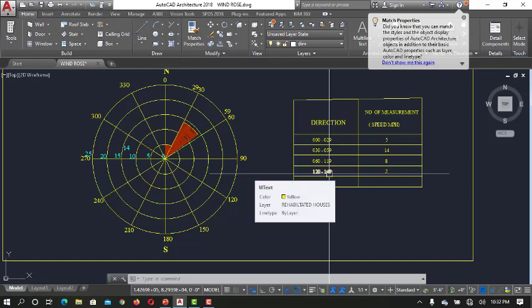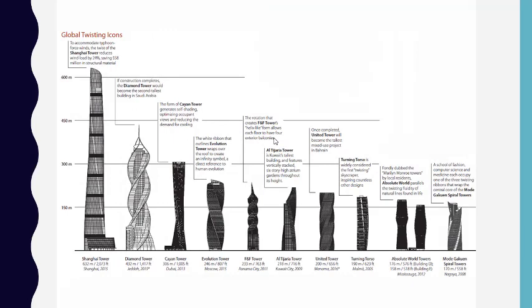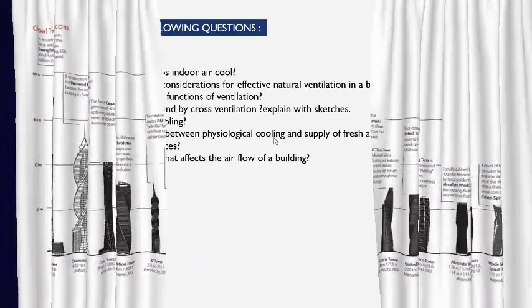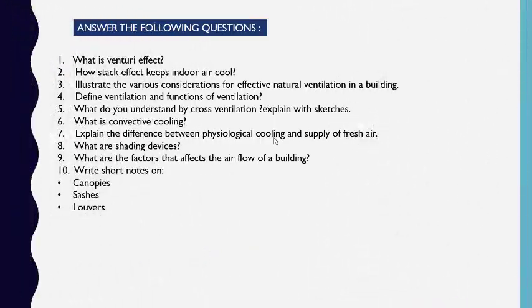Next, there are some twisted icons, global twisted icons, international buildings which have intentionally changed their shape in order to reduce the pressure of the wind. So you can go through this. Next, there are some questions for you which you are supposed to practice after understanding module 3 part 1 and 2. This is totally based on part 1 and part 2. If you have any kind of queries or doubts, you can definitely give me a call. Thank you.